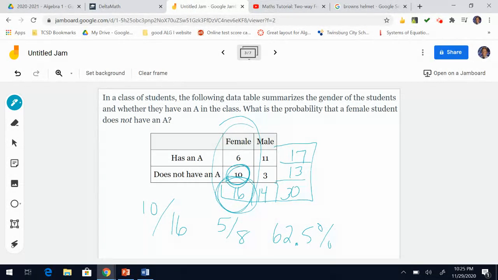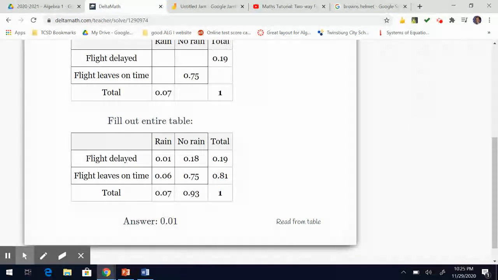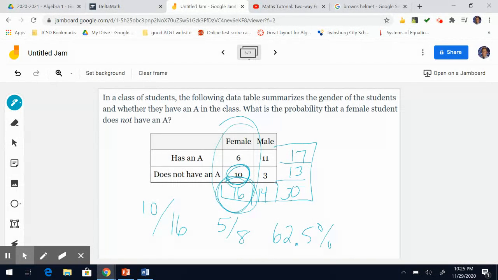All right? Nothing sexist in this question. That was just the question that Delta Math gave us. With that being said, we just need to make sure that we know how to get our numerator and our denominator. And again, this is just a question that was chosen at random, and we got our answers that way.